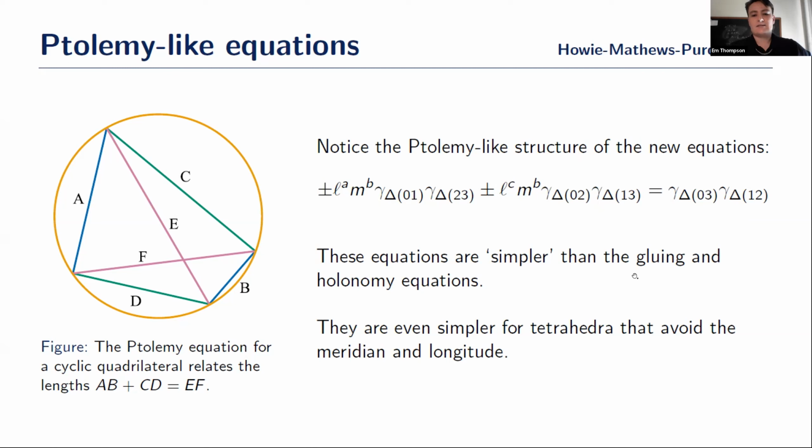But these are somehow simpler than the equations that we had in the previous method. In those situations, for the gluing and completeness equations, arbitrarily many tetrahedra could be involved in each equation. So you could have arbitrarily many variables appearing in each equation. Whereas here we have exactly 6 edge variables plus the meridian and longitude variables in each equation. Moreover, if the meridian and longitude completely avoid a tetrahedron, then there are no L's and M's either.